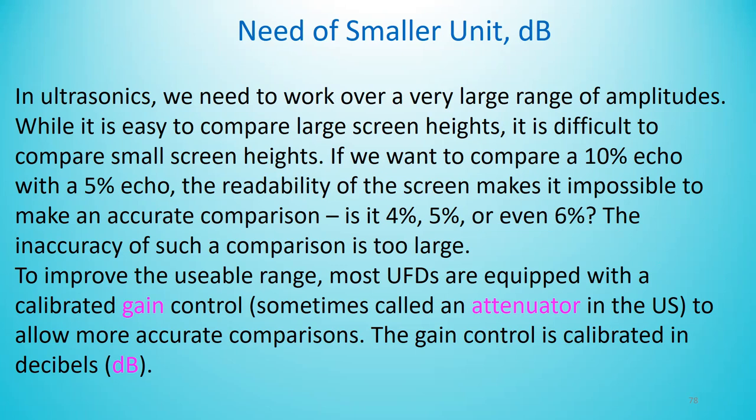To improve the usable range, most UFDs are equipped with a calibrated gain control, sometimes called an attenuator in the US, to allow more accurate comparison. The gain compares its calibration.